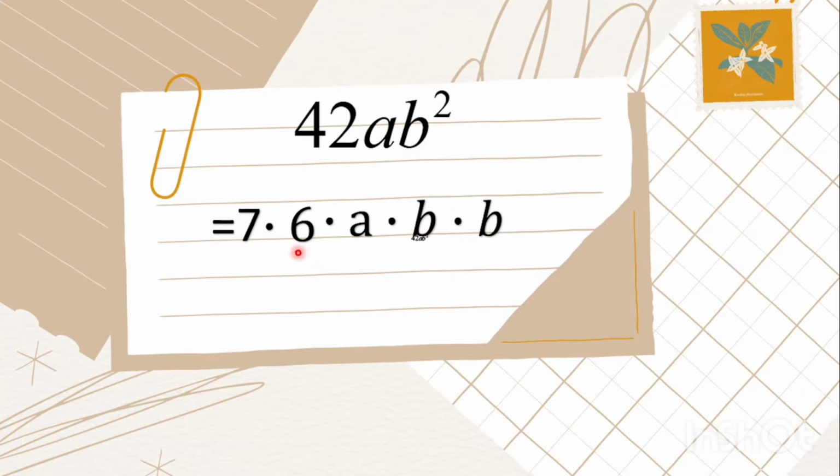Now, if we're going to look at the given, the 6 here is not yet in its prime factorization. So we still need to think of the factors of 6. So we will now have 7 times 2 times 3 times A times B times B. So 2 times 3 is from 6 because the factors of 6 are 2 and 3. So this is now the prime factorization of 42ab squared. 7 times 2 times 3 times A times B times B.